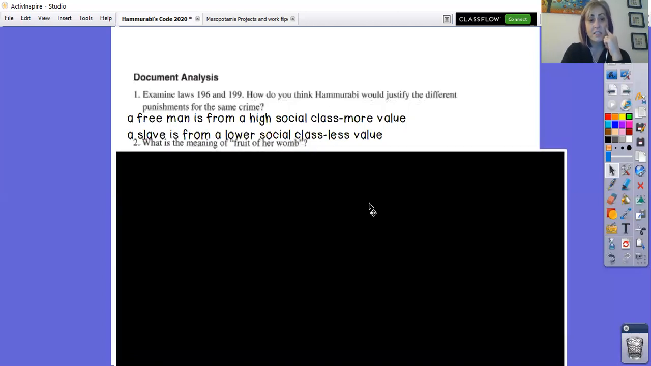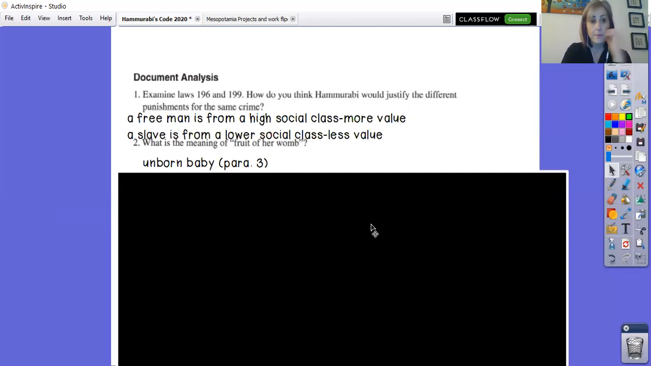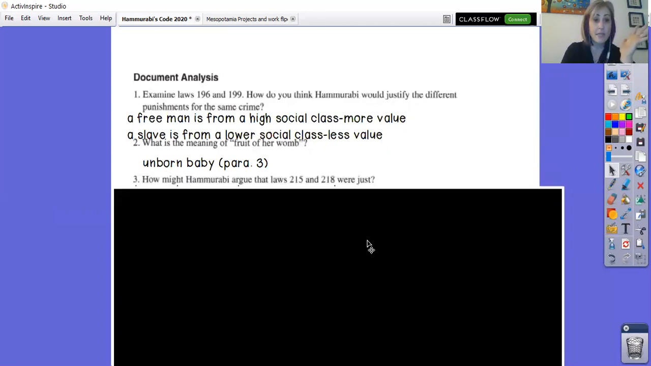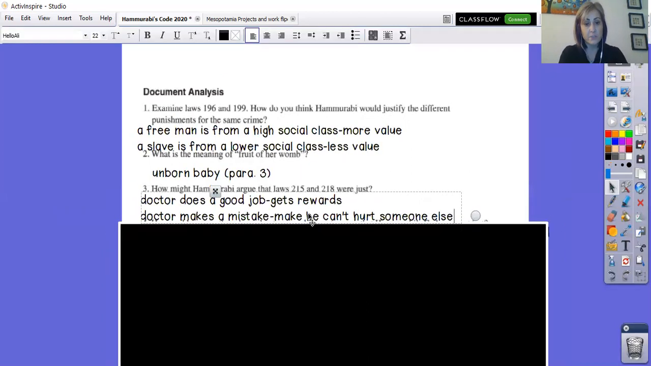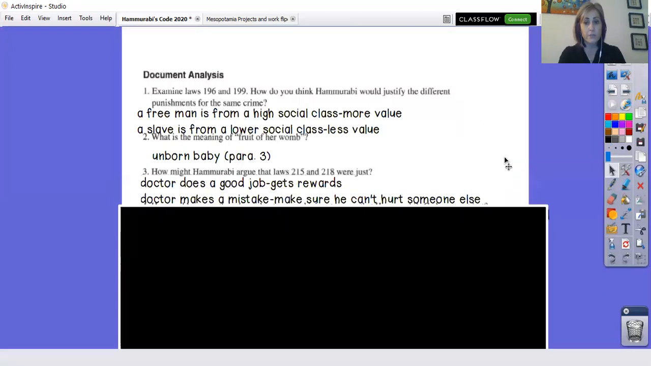Number 2, we talked about what is the meaning of fruit of her womb, and that's unborn baby. And again, you can pause this at any point. Number 3, how might Hammurabi argue that 215 and 218 were just? Well, again, the doctor does a good job, he gets a reward. Doctor makes a mistake, they make sure he can't hurt someone else. But my question is, what if you're fixing someone's liver and they have a heart attack and die? It's not your fault they died, but they still cut off your hands. So that's a little scary. I don't know if I want to be a doctor. That would make me a little wary, a little scared.